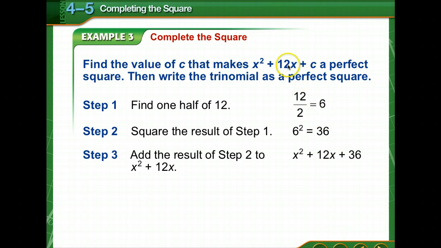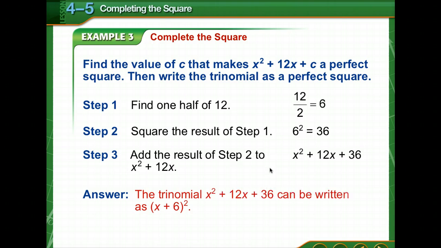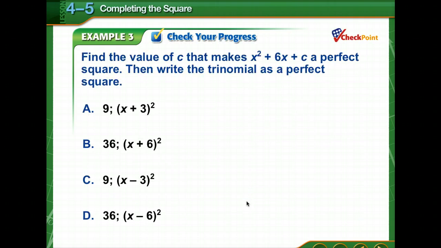So let's look at that again. We take 12, divide it by 2, and then square it. So 12 divided by 2 is 6. 6 squared is 36. So the trinomial can be written x plus 6 squared. So looking at this one, what would c need to be for it to be a perfect square trinomial? And then write the trinomial as a perfect square. Okay, half of 6 is 3, and 3 squared is 9. So that perfect square would be x plus 3 squared.